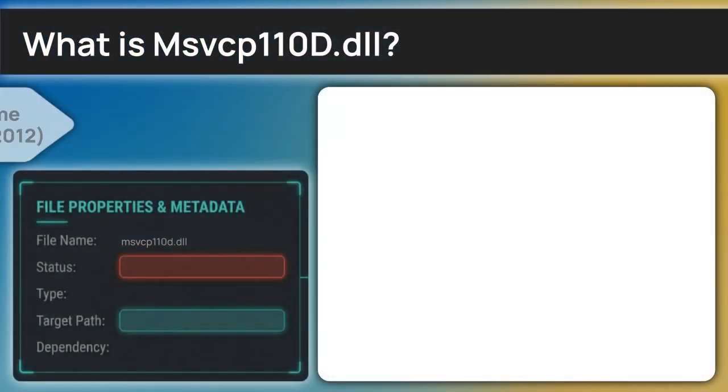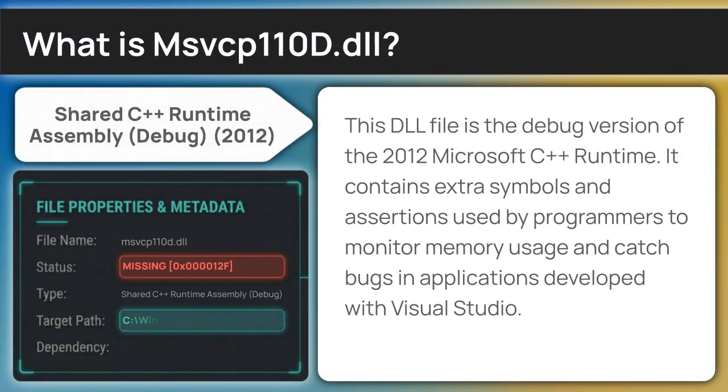This DLL file is the debug version of the 2012 Microsoft C Runtime. It contains extra symbols and assertions used by programmers to monitor memory usage and catch bugs in applications developed with Visual Studio. With that background out of the way, here is how we actually restore the missing component.